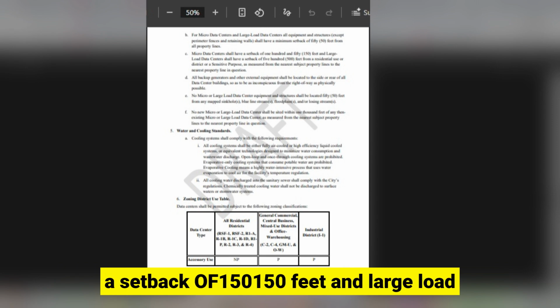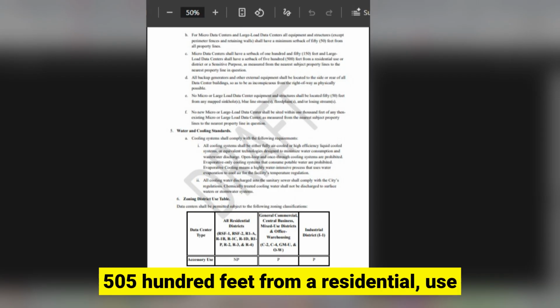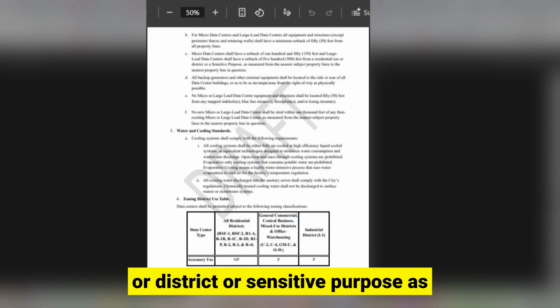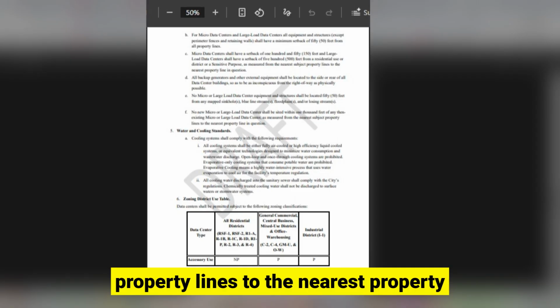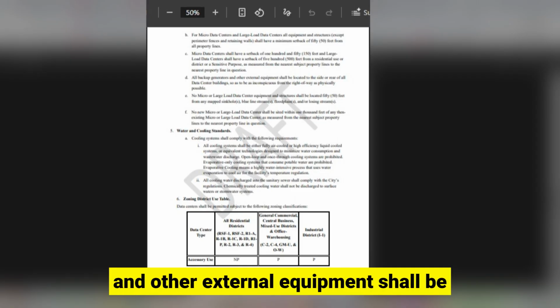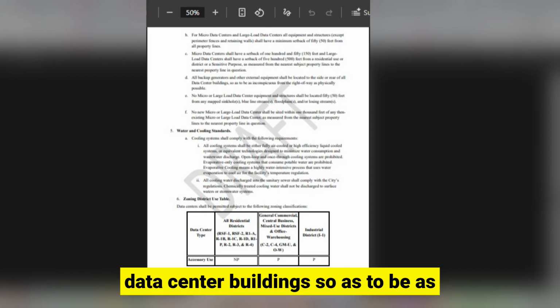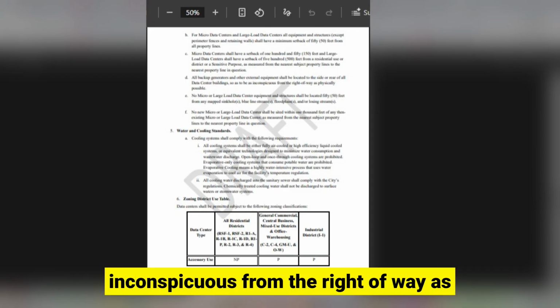C. Micro data centers shall have a setback of 150 feet, and large load data centers shall have a setback of 500 feet from a residential use or district or sensitive purpose, as measured from the nearest subject property lines to the nearest property line in question. D. All backup generators and other external equipment shall be located to the side or rear of all data center buildings, so as to be as inconspicuous from the right-of-way as physically possible.